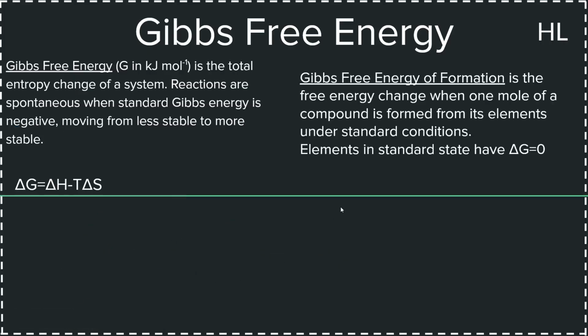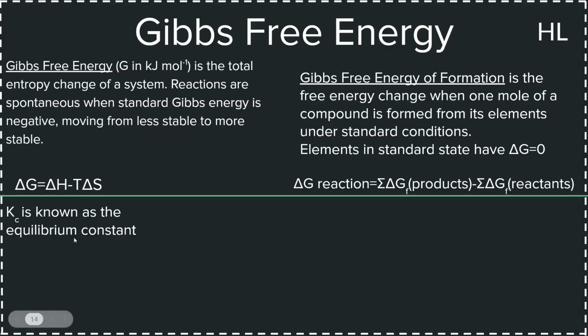Then Gibbs free energy of formation is the free energy change when 1 mole of a compound is formed from its elements under standard conditions. Elements in standard state have a delta G equal to 0. There's no energy required to make something that naturally occurs. And the delta G of a reaction can also be represented by the delta G of formation of your products minus the sum of the delta G of formation of your reactants.